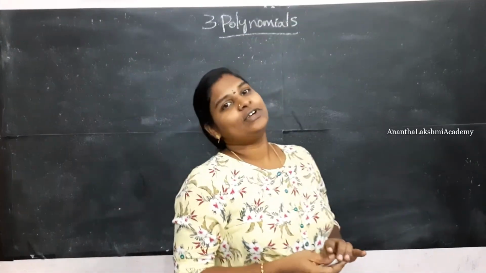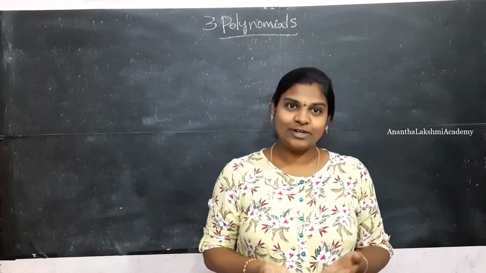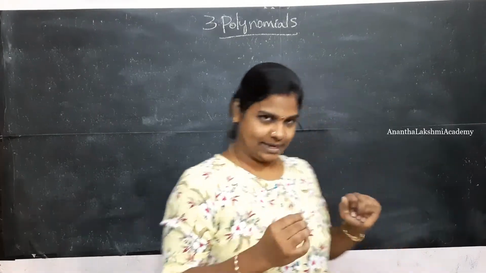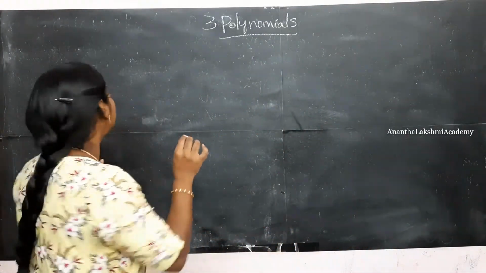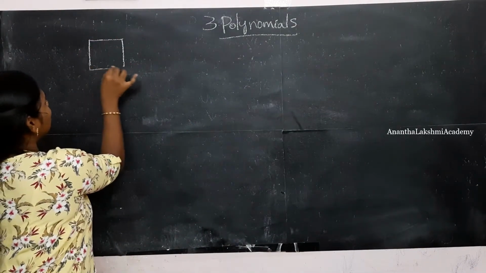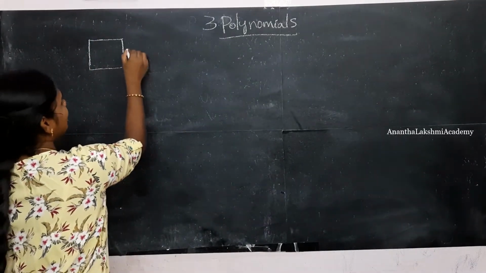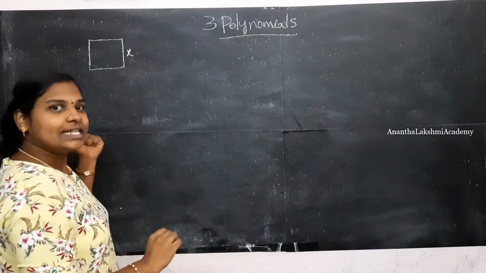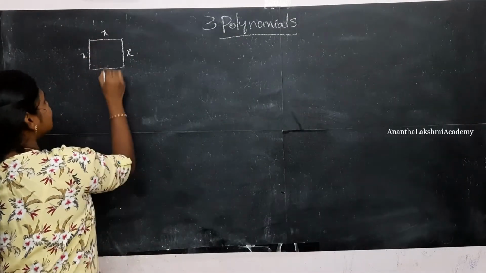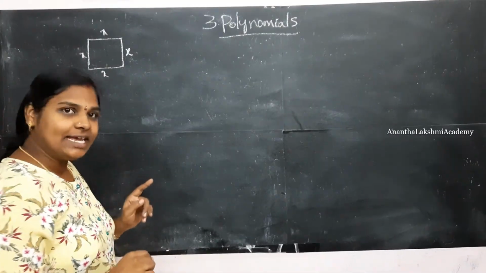Before discussing what is a polynomial and how we can form a polynomial, let's take an example of a square. We are all familiar with the word square, right? A square has 4 equal sides. If I say the side of a square is x, then the rest of the 3 sides will be x, x, x, because in a square all the sides are equal.